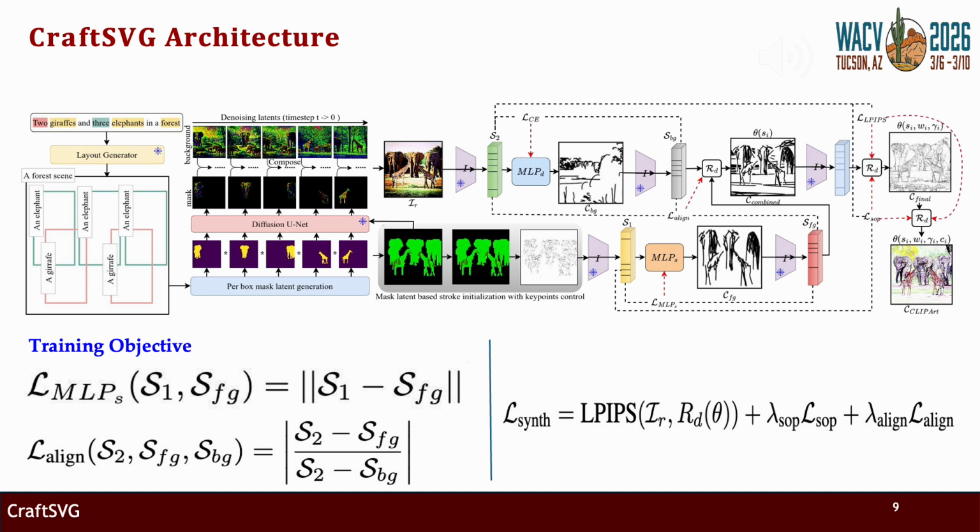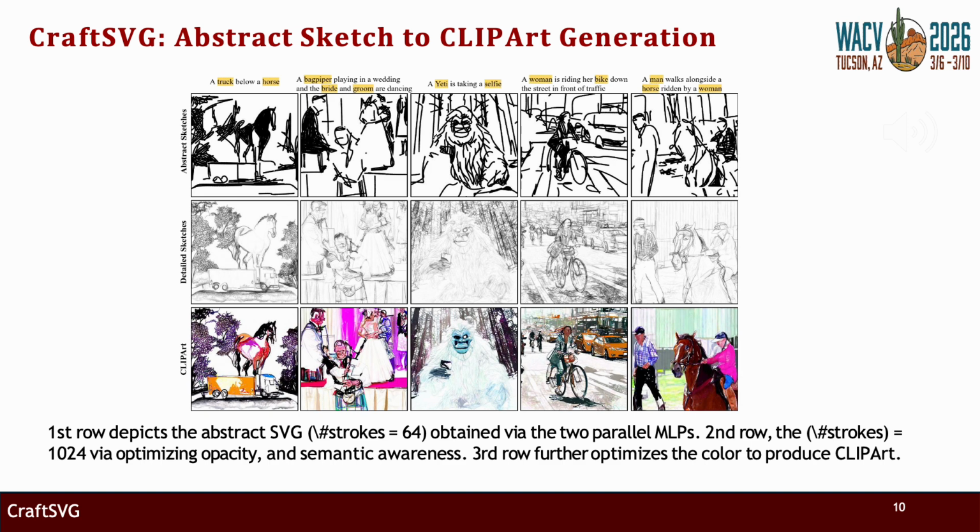Starting from a text prompt, our layout generator produces object masks and a background. These are composed and passed through a diffusion UNet. We leverage two parallel MLPs for mask-latent based stroke initialization, utilizing alignment and opacity optimization losses to render the final SVG. Here are a few results generated using our method CraftSVG.